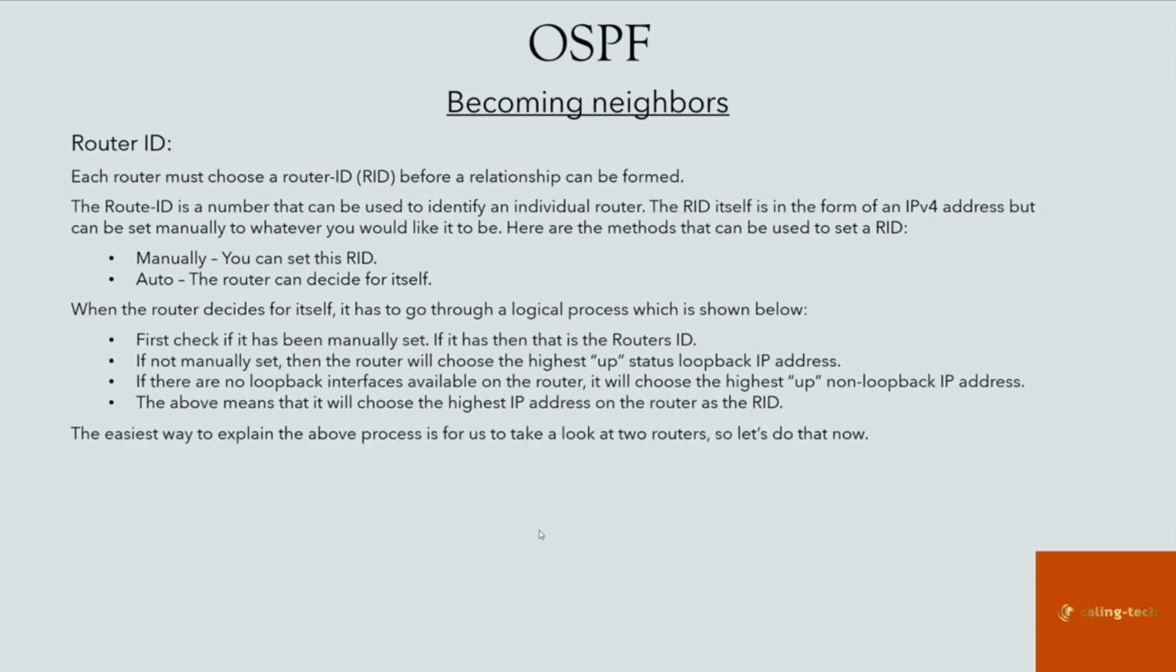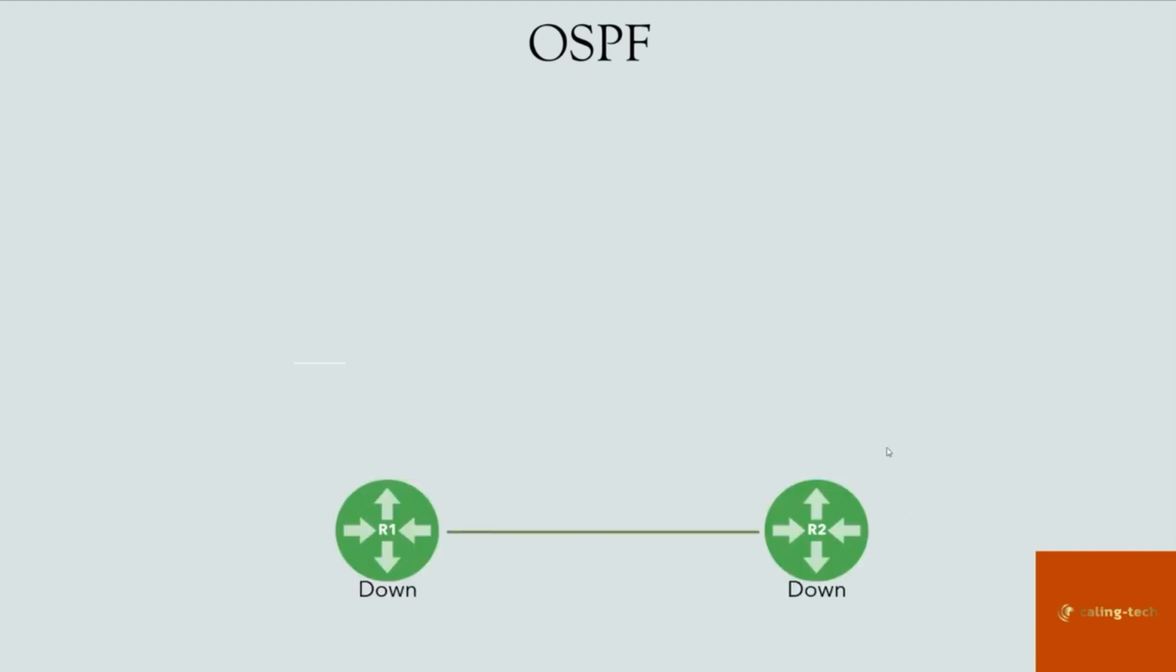So the easiest way to explain the above process is for us to have a look at two routers forming a neighbour relationship. So let's go ahead and do that now. Here we have the two routers. Don't be too concerned about where it says down, down. R1 and R2 are not physically down. The down, down is a representation of the current neighbourship relation, so that we can show you from the very beginning.